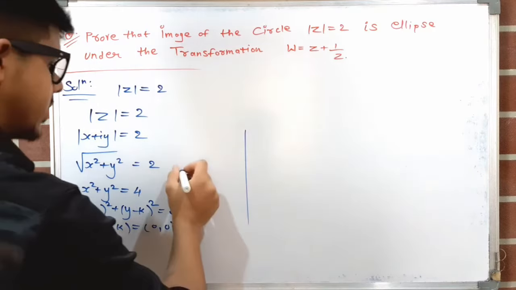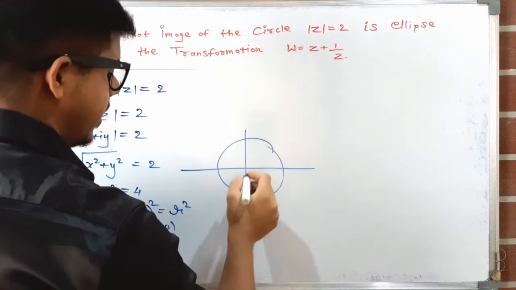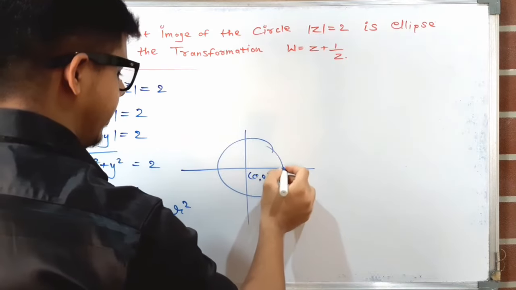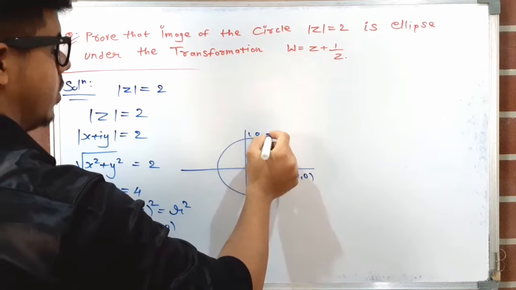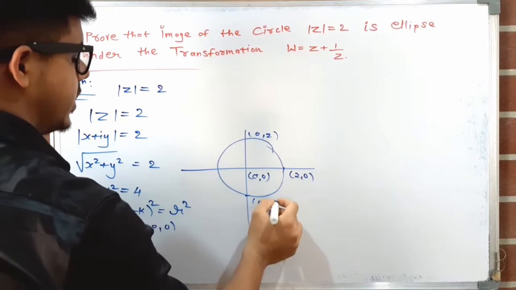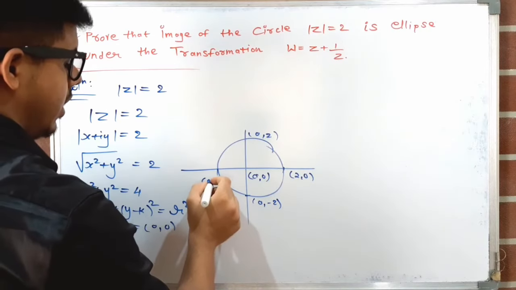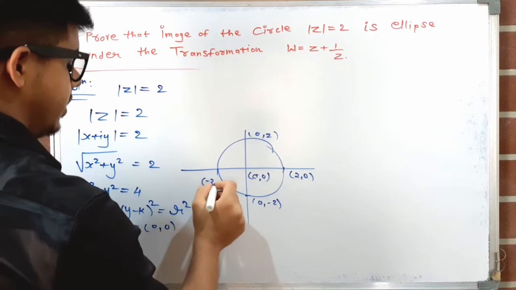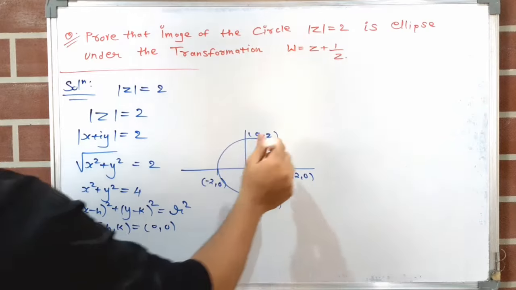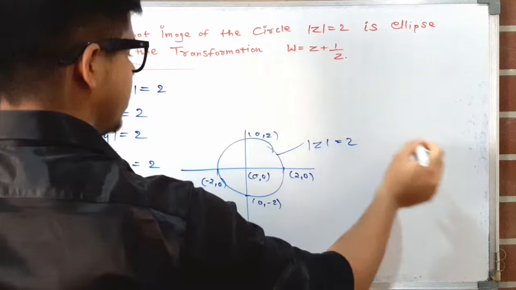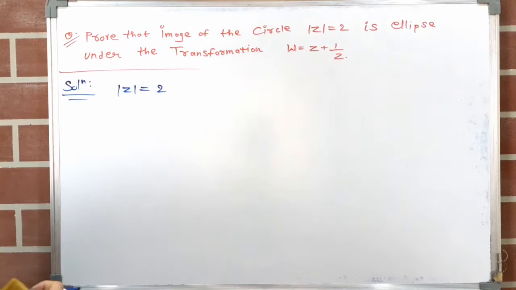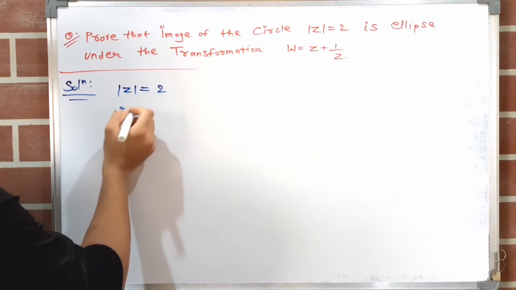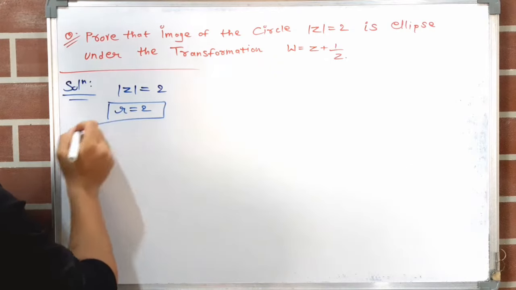So the circle looks like this, with center (0, 0) and radius 2. These are the points (2, 0), (0, 2), (0, -2) and (-2, 0). So this is the circle |z| = 2. I hope you understood this. So now |z| = 2, that means the radius r = 2. Keep it aside.